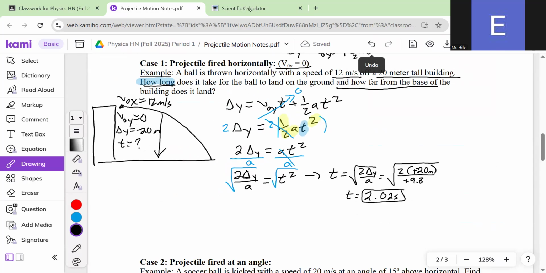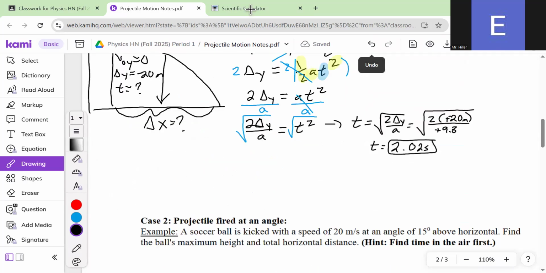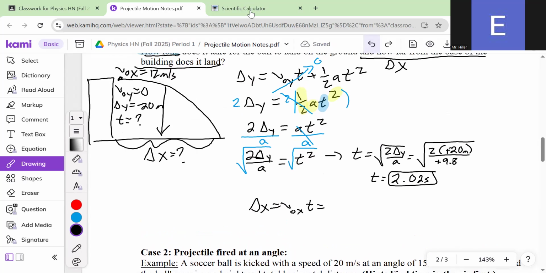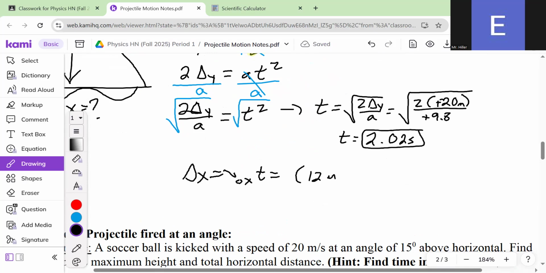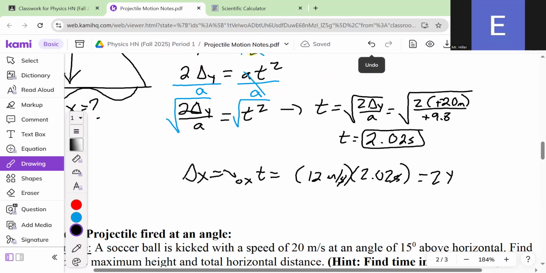Okay, and then how far from the base of the building does it land? How far would be delta x? That's this distance here. Well, there's only one equation with delta x in it. That's easy. It's your v naught x times t. So it's going to be your 12 that you launched it with, 12 meters per second times 2.02 seconds. And we're looking at about 24.2 meters.